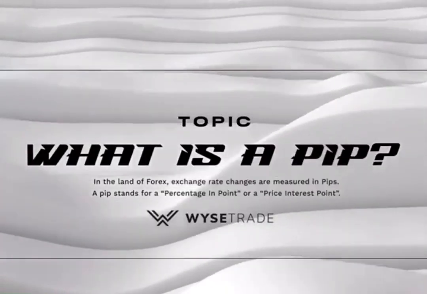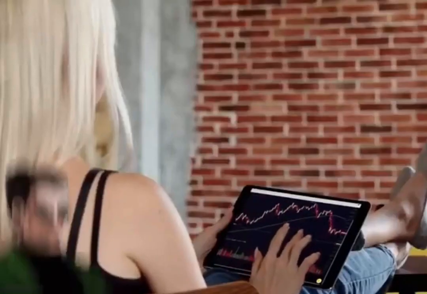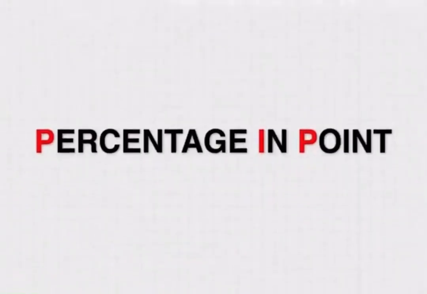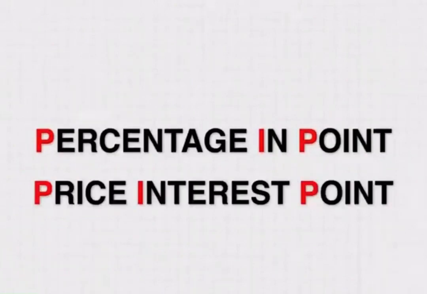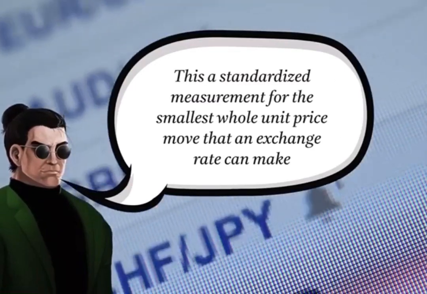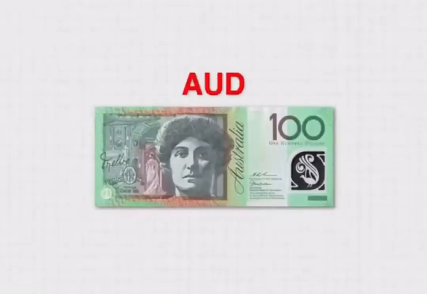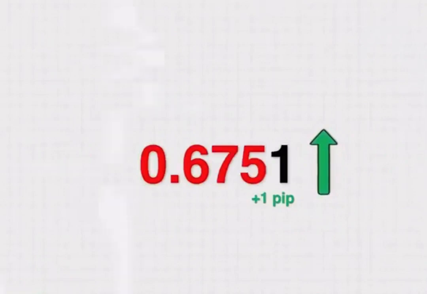What is a pip? In the land of Forex, exchange rate changes are measured in pips. A pip stands for a percentage in point or a price interest point. This is a standardized measurement for the smallest whole unit price move that an exchange rate can make. If the Australian dollar is sitting at 0.6751 and its value gained by 1 pip, it would move to 0.6752.